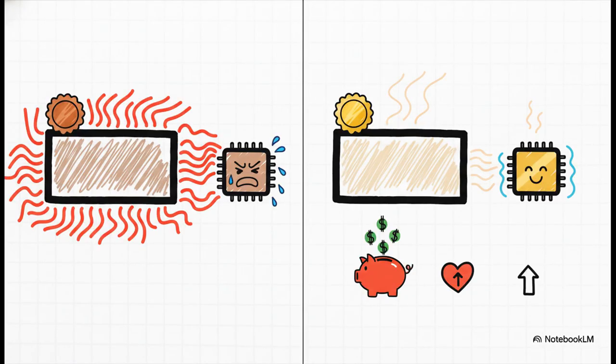Well, a more efficient power supply, say a gold or platinum one, wastes a lot less electricity by turning it into heat. That means a lower power bill for you, a cooler PC overall, and less heat stress on all your expensive components, which helps them last a whole lot longer.